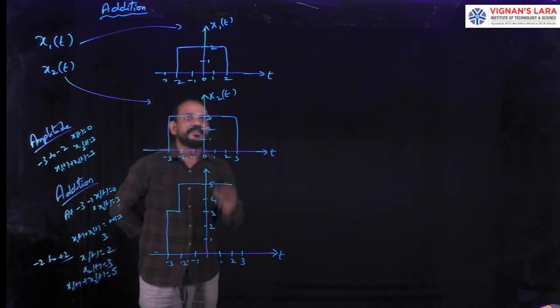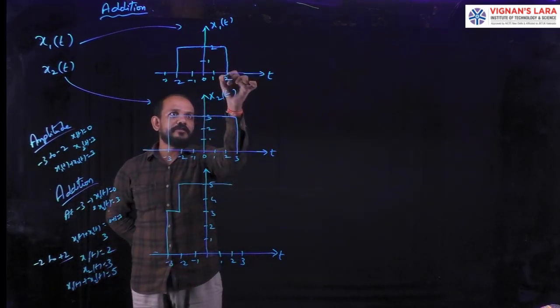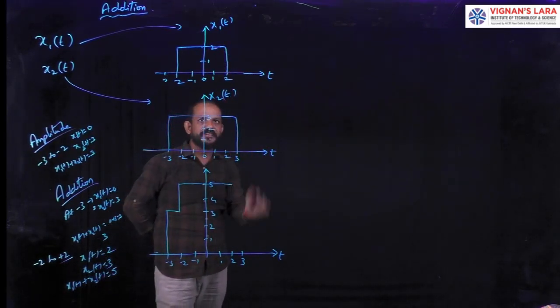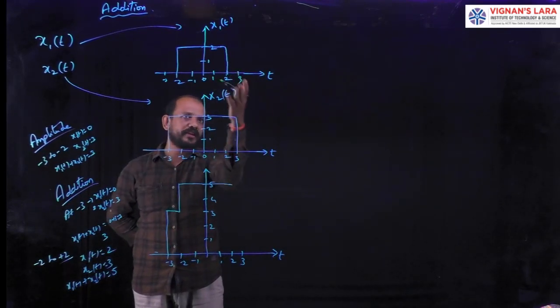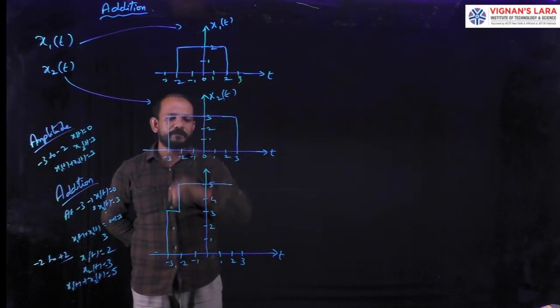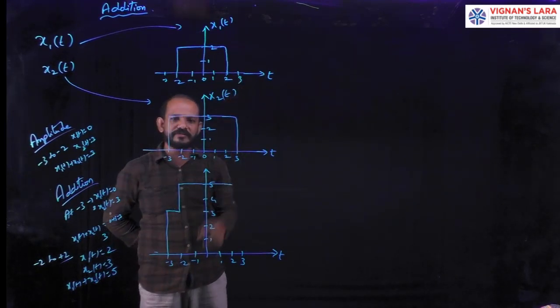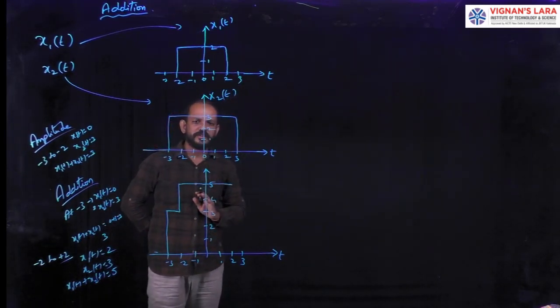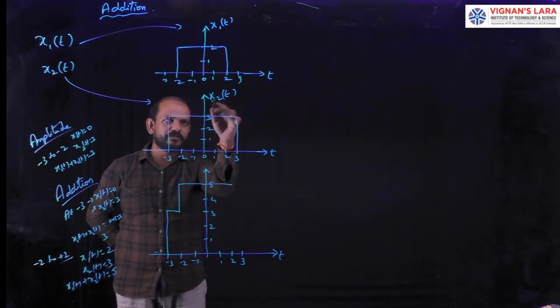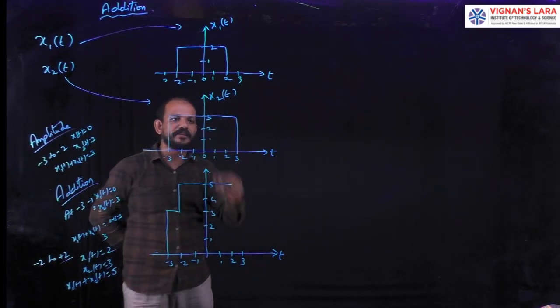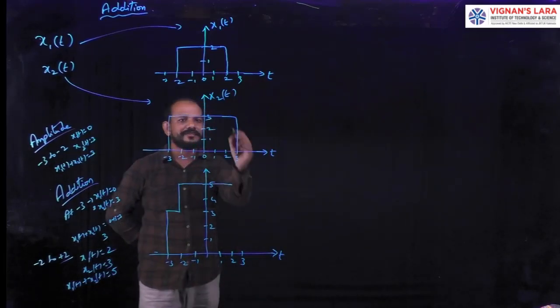After plus 2, there is a change. That is, x1 of t has gone from 2 to 0. There is a change, so I have to consider this point. Now the maximum is 3 for our example. So from 2 to 3, the value of x1 of t is 0, and the value of x2 of t is 3.